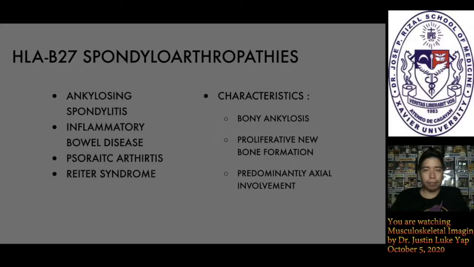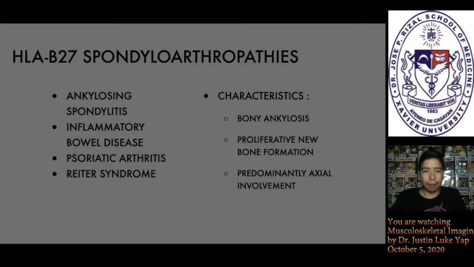Next up, we have the HLA-B27 spondyloarthropathies. So it includes the following: ankylosing spondylitis, inflammatory bowel disease, psoriatic arthritis, and Reiter syndrome. So I had to fix the slide for typos. The characteristics of these spondyloarthropathies is you have bony ankylosis, proliferative new bone formation, and usually it's axial involvement.